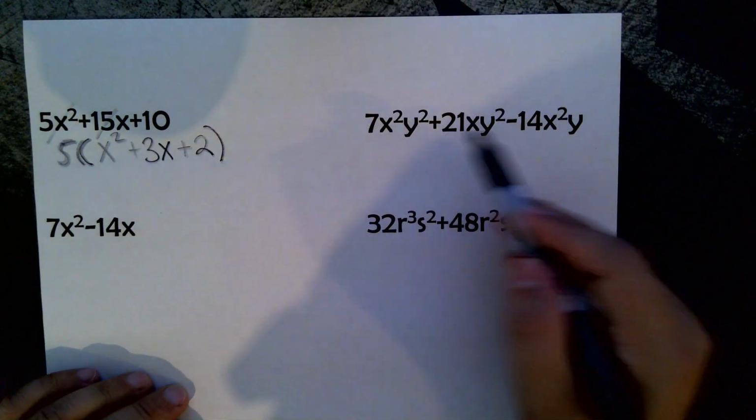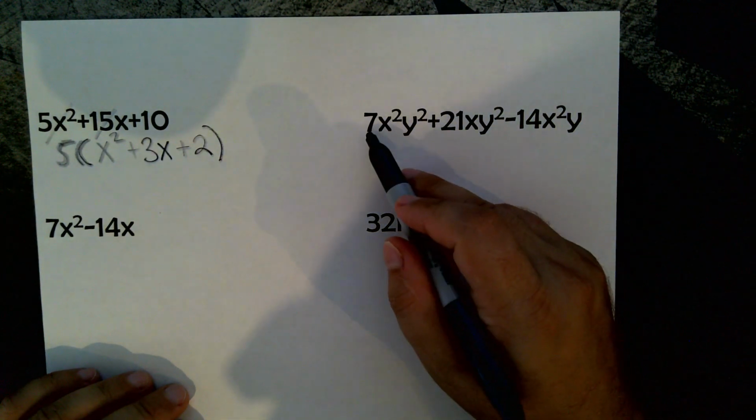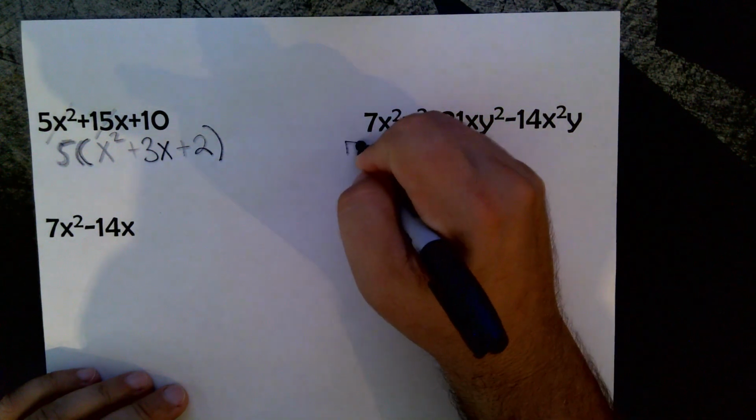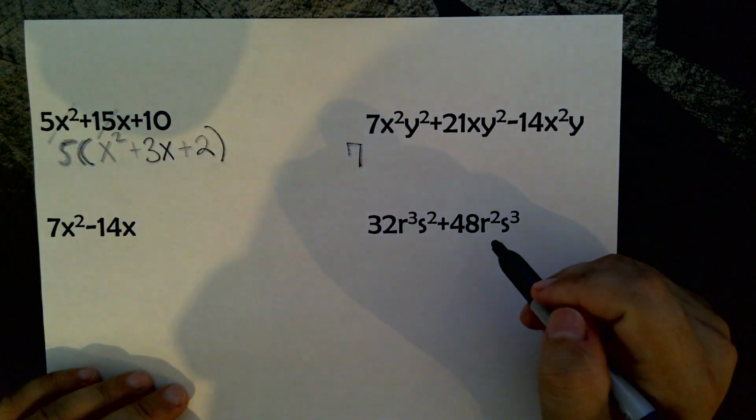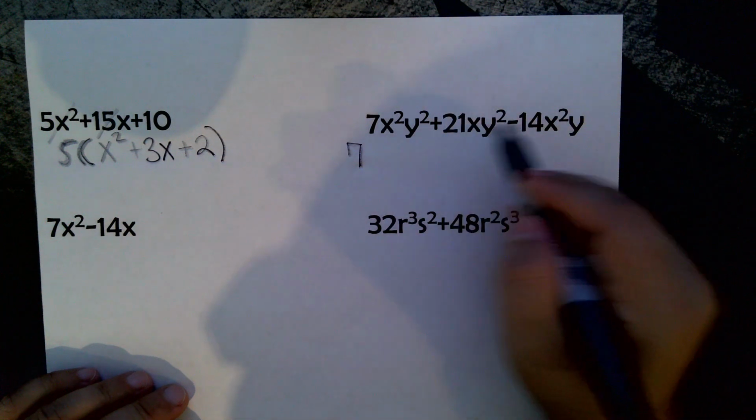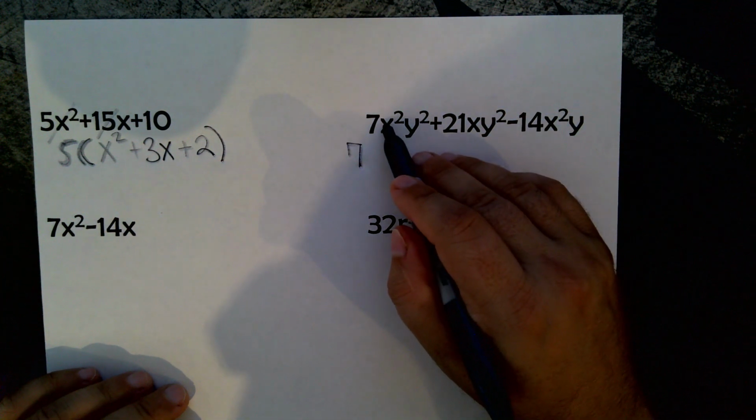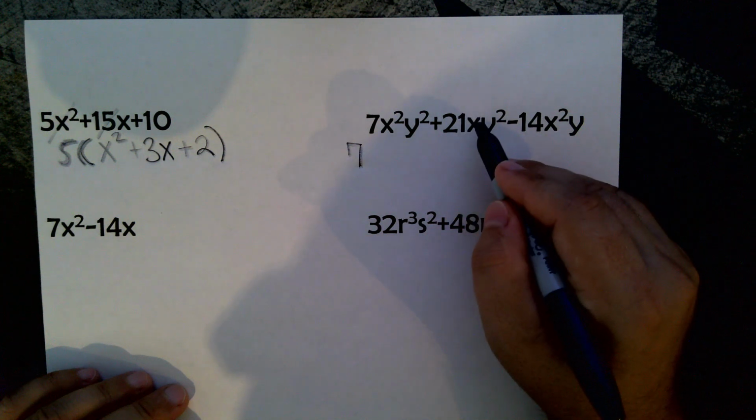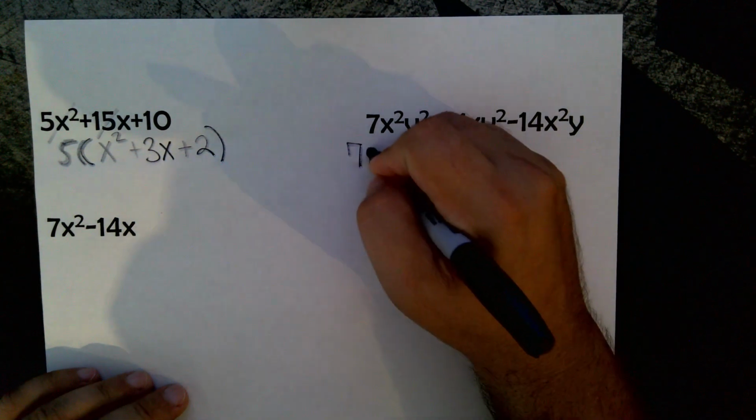Moving on to the next one, we can see that there's obviously more variables here, but we're first going to look at the coefficient, just like the previous one. Can 7 go into 21 and negative 14? Yes, it can. Can we pull an x out of all three? Yes. Can we pull an x squared? We can pull it out of the first and the second term, but we can't pull it out of this term. So we can only pull out a single x.